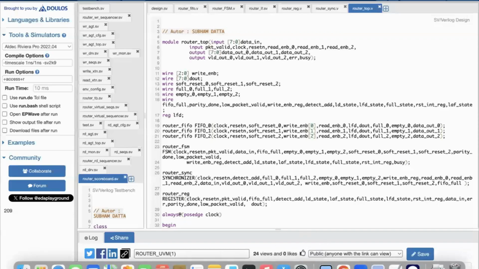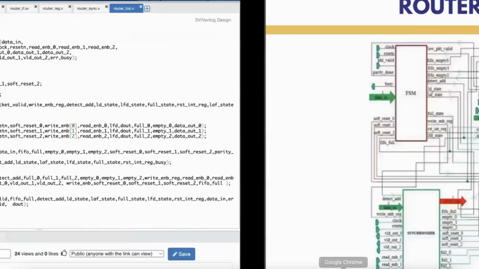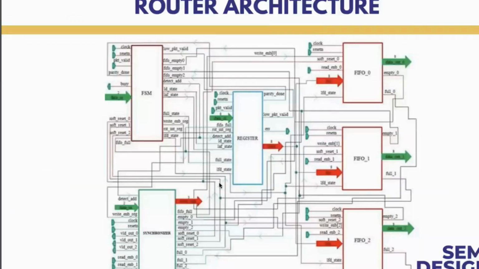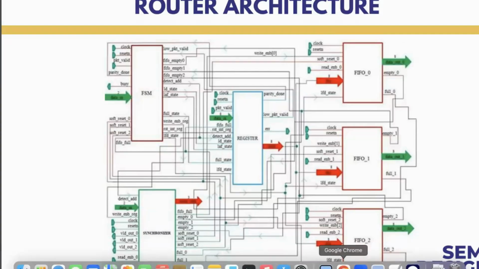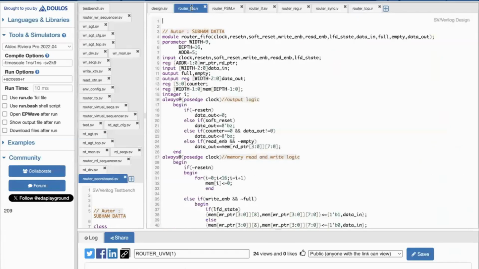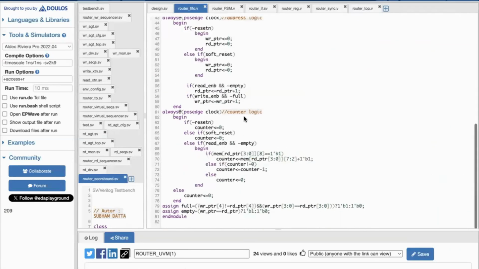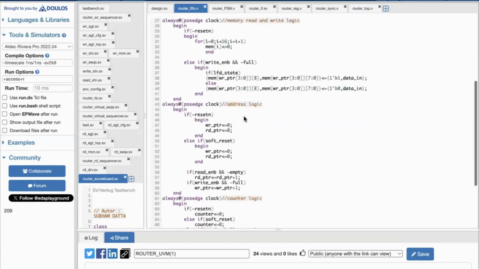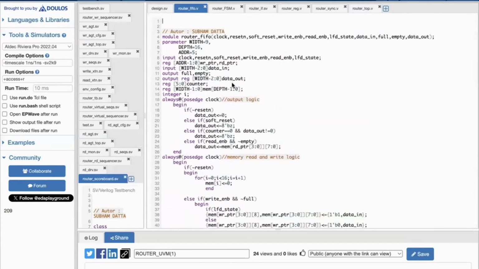Okay, just now I have shown you the router project, right? What are the different blocks involved? Finite state machine is involved, register is involved, synchronizer is involved, FIFOs, like that. So the individual blocks we need to write using the Verilog program. Okay, if you see, this is the router. FIFO, first in first out. This is the program we can write for first in first out.